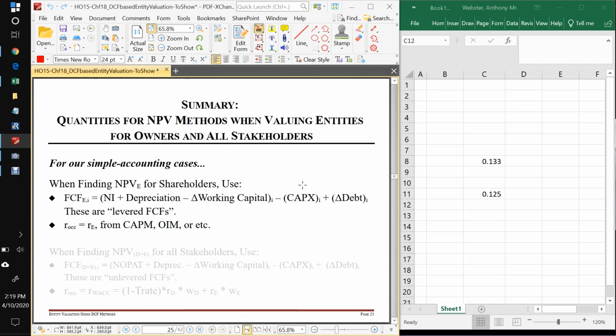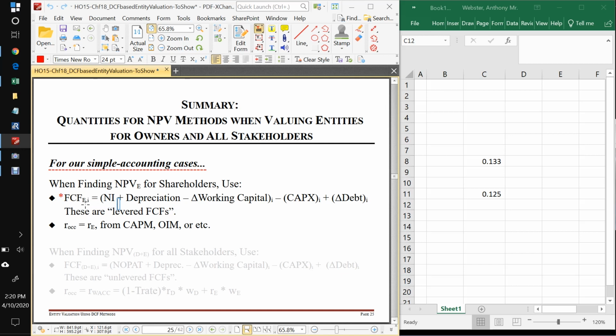Okay, so now let's summarize a little bit because we've gone through a lot of stuff here. So let's summarize our quantities for the NPV methods for valuing entities for owners and stakeholders. First of all, and this is going to be true for the rest of the term, we're going to use our simple accounting cases where depreciation is our only non-cash expense, et cetera. So in that case, when we're trying to get an NPV for shareholders, this is the equation that you need to know.